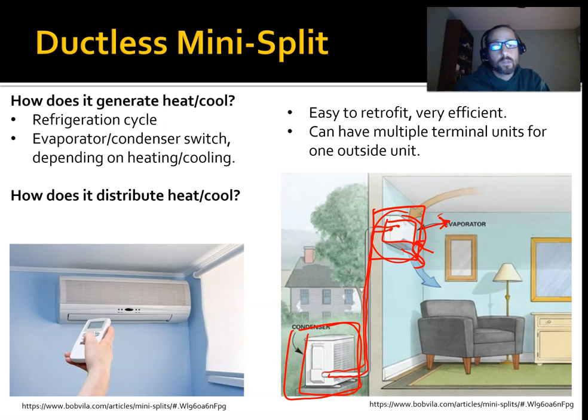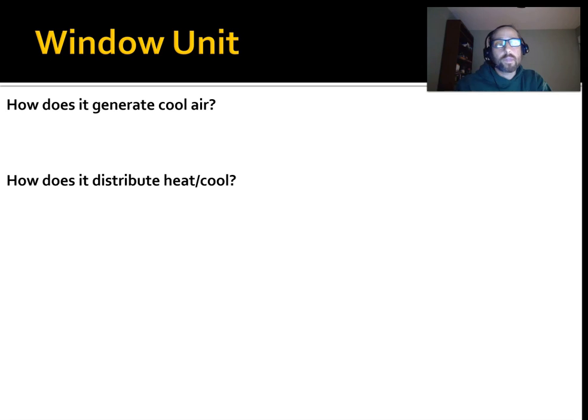You can just add pipes. Okay, they're like little copper tubes. So that's your ductless mini split, becoming more popular in the residential setting. Then we have just general window unit.